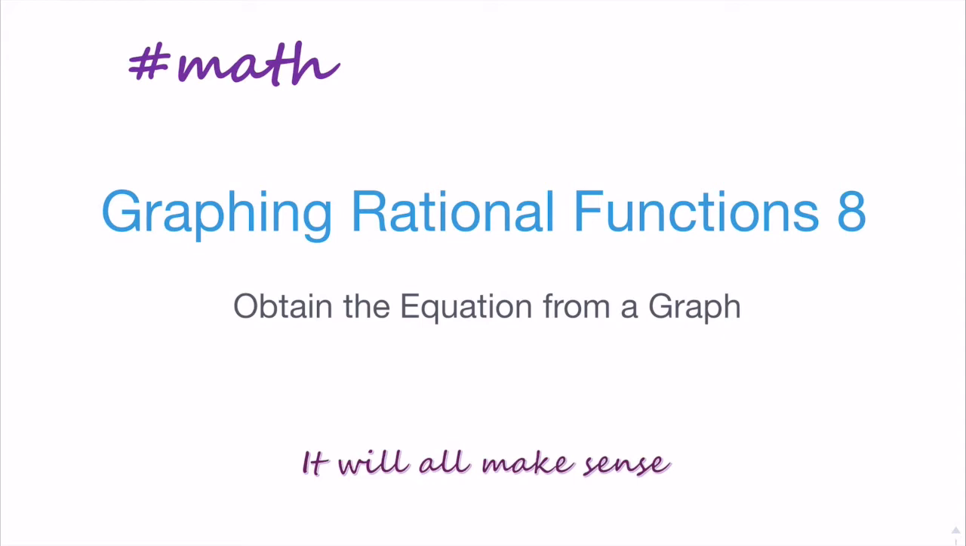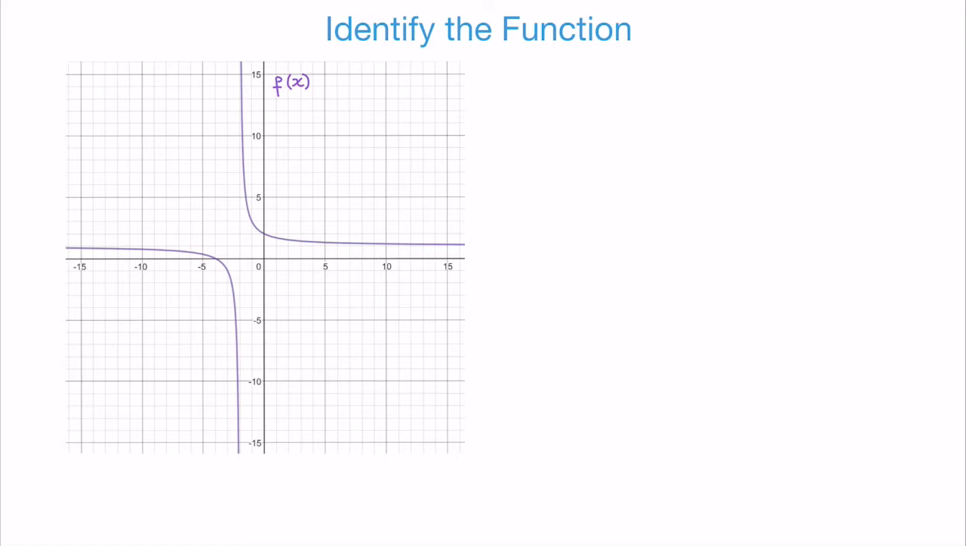We're going to obtain the equation that defines the function from a given graph. After all the hard work we've done, this is going to feel easy. It will all make sense. We want to identify the equation of the function whose graph is given here. So we want to find an equation for f of x.